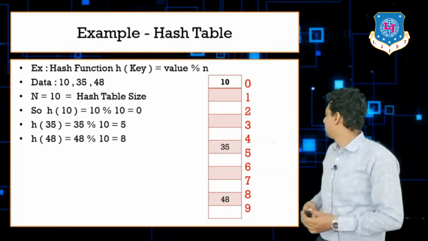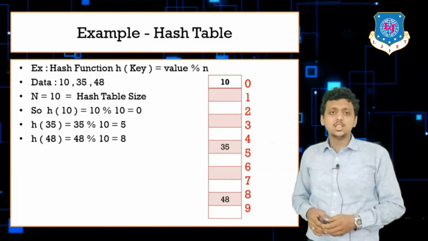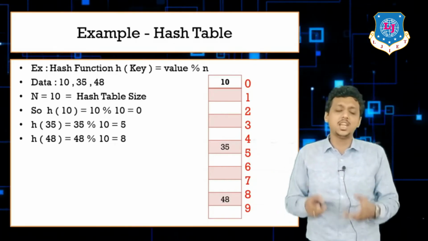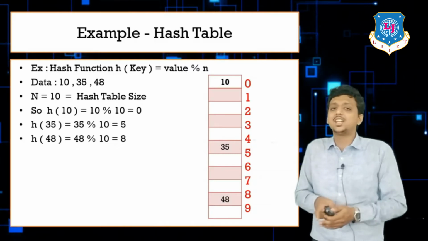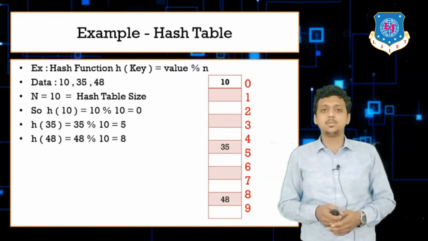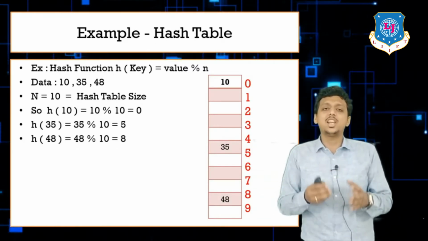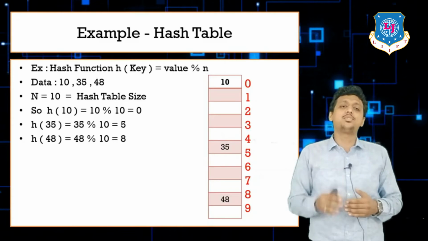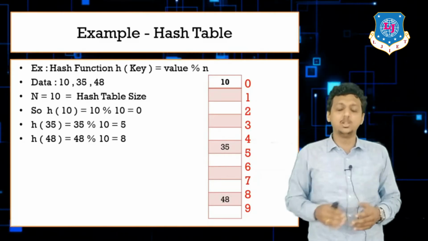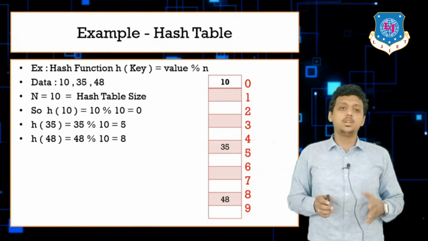Next we have 48. So h of 48 is 48 modular 10, which becomes 8. So we need to insert 48 at the 8th index of the hash table. Fine. So like this you can insert your data after applying the hash function on the key values. So this is how our hash table works.